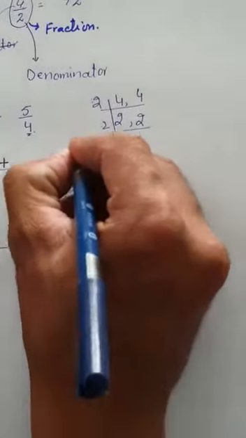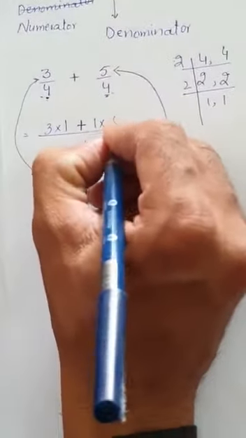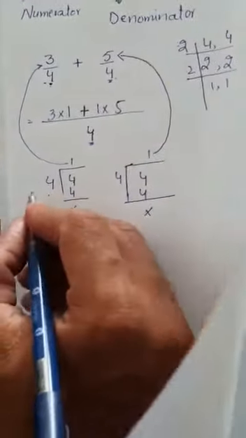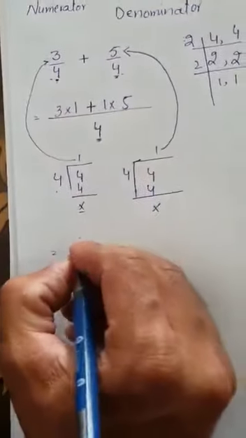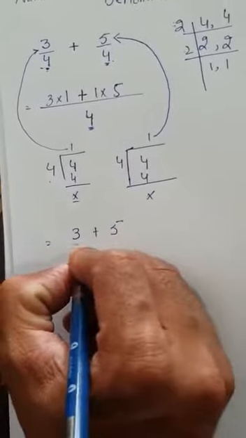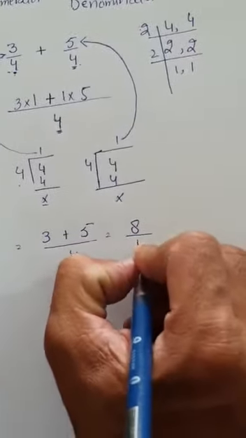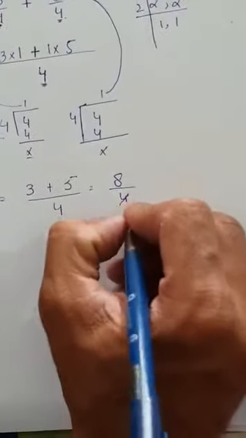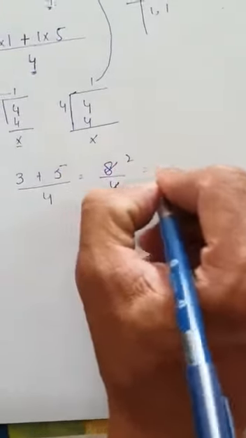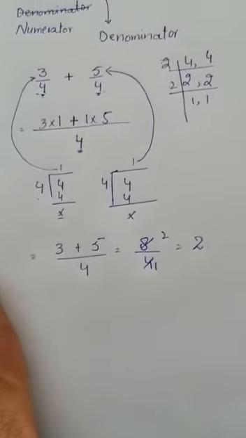Now we will multiply this 1 with this, so it will be 1 × 5. Okay, further, this will be 3 1s are 3 plus 5 1s are 5 over 4, and this will become 8 over 4, and you can cut it down, 4 1s are 4 and 4 2s are 8, so 2 will be our answer. Okay, this is a simple addition of fractions.